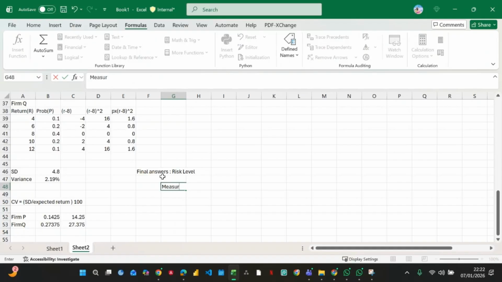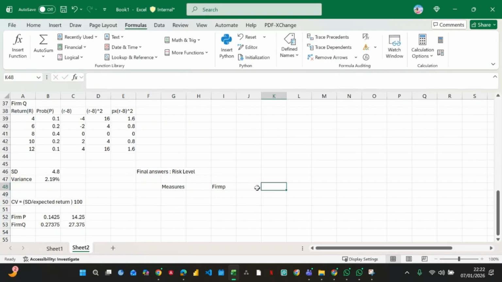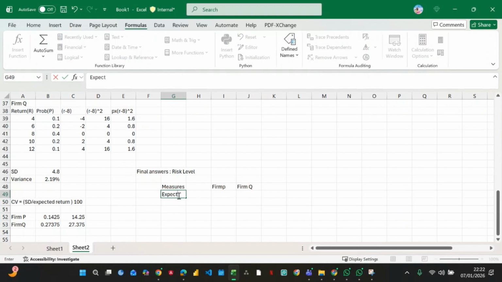Level of risk. So we have the measures we used to determine the risks, for FMP and for MQ. So now we have this. The first measure we used was the expected return, and this one answer was 8. This one is also 8. So this is just a summary.